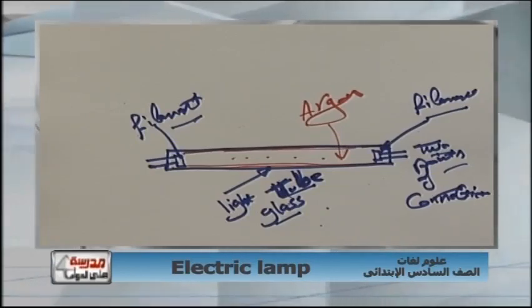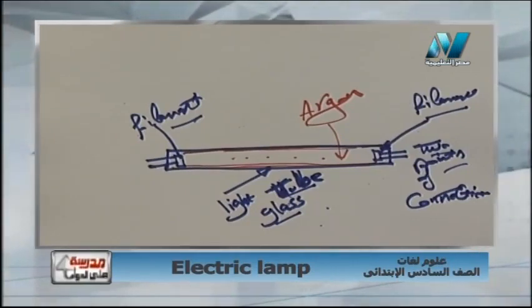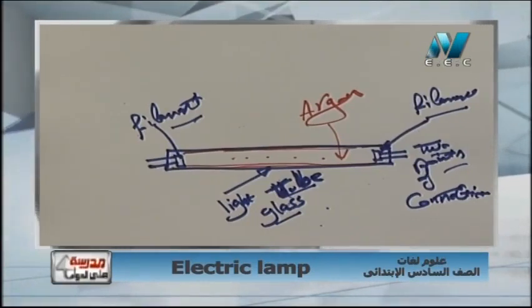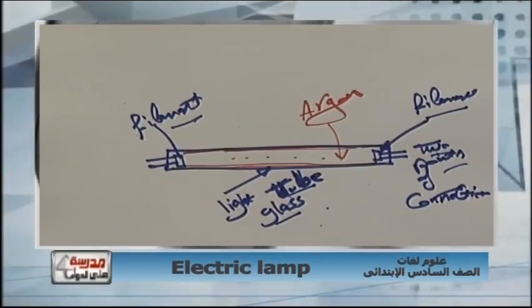So what about the inner structure? We said that it has phosphoric material to increase the light intensity, and also drops of mercury, to increase the light intensity too.